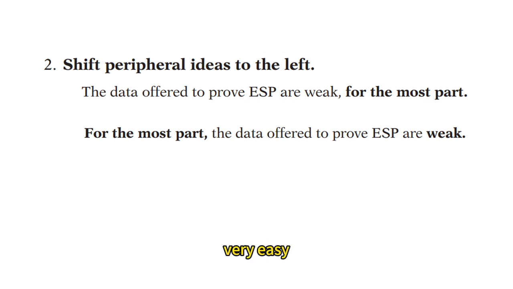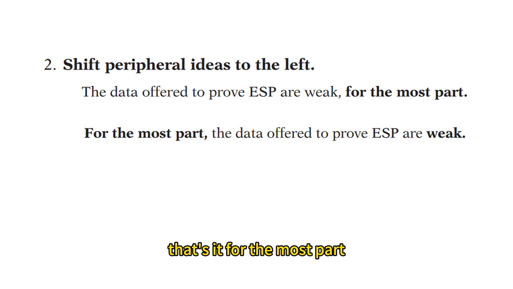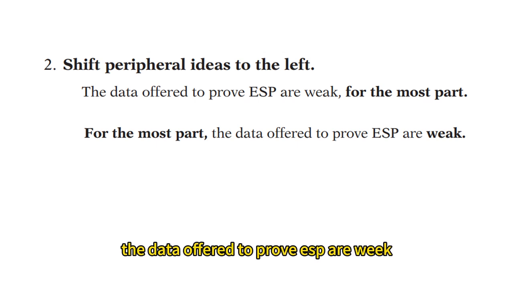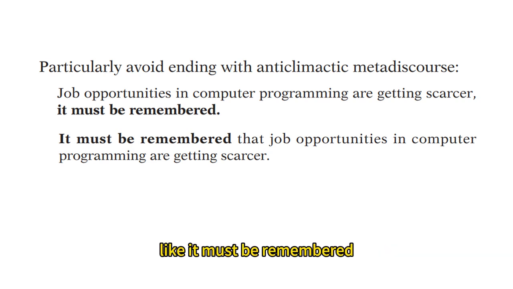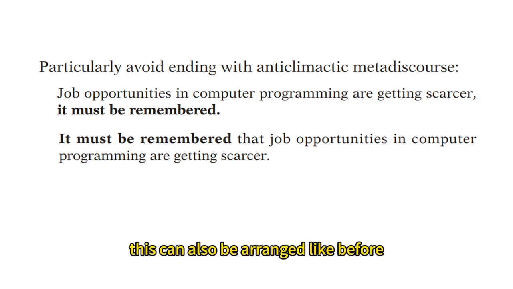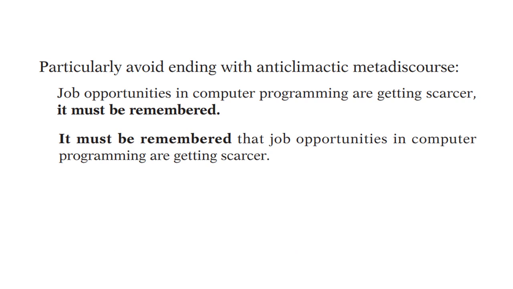Easy, right? Very easy. Move the last 4 words to the very front of the sentence. That's it. For the most part, the data offered to prove ESP are weak. Similar unimportant peripheral ideas or phrases like "it must be remembered," this can also be arranged like before. Let it be moved, shifted to the very beginning of the sentence. Okay.